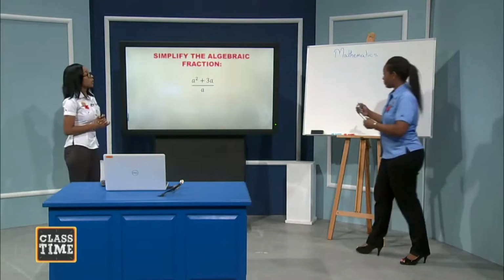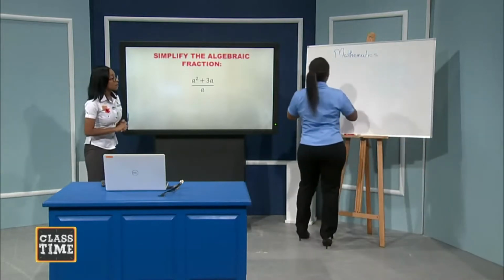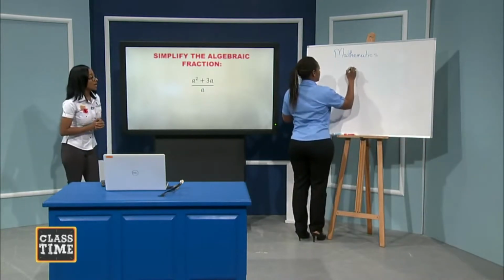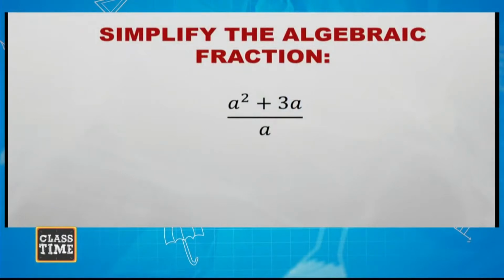So here goes. We have a squared plus 3a all divided by a, and we're asked to simplify this algebraic fraction. Now let's see if Tamika can simplify this based on her knowledge that she would have gained before. Let's take a look at what Tamika is doing.